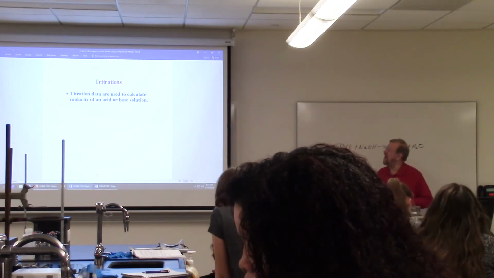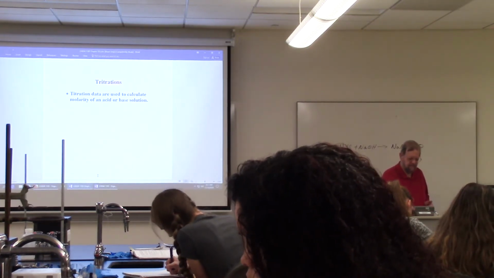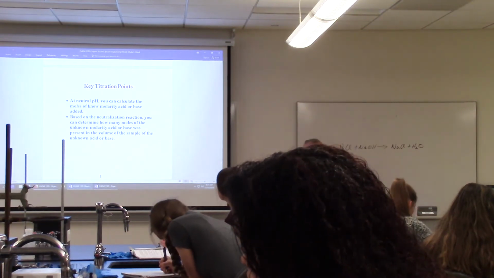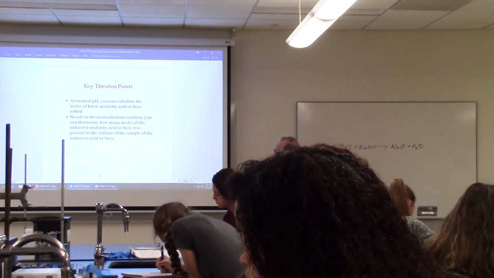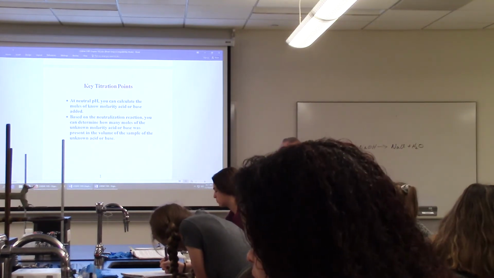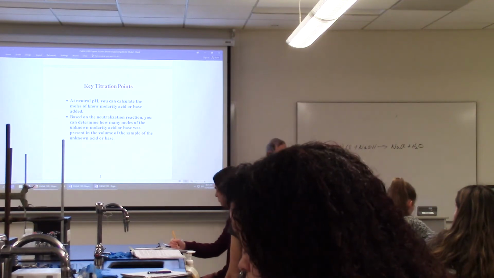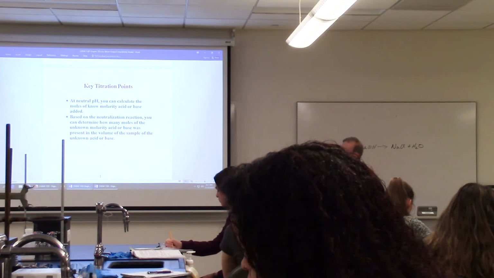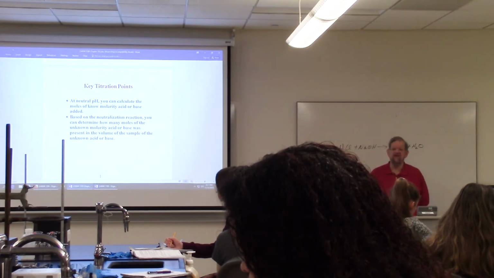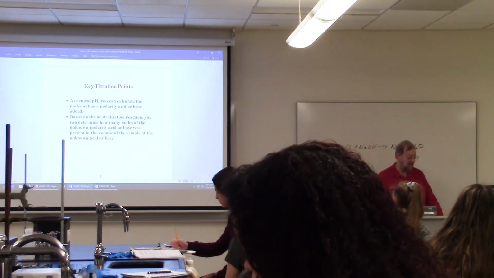Now, titrations are used to calculate the molarity of an acid or base. Key point of titration at neutral pH is when you're at 7. You can calculate the moles of the unknown molarity acid or base. Based on that neutralization, you can determine how many moles of an unknown molarity acid or base is present in a certain volume. Based on that, you can also determine its molarity, which is important. When you make up a solution, have you made it correctly? Well, a titration allows you to measure that, because there are ways of making up solutions of exact molarity that you can use as what we call standards.